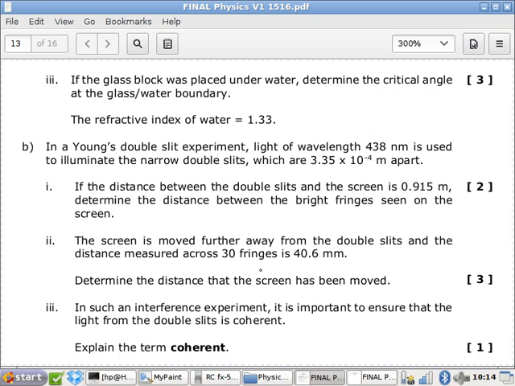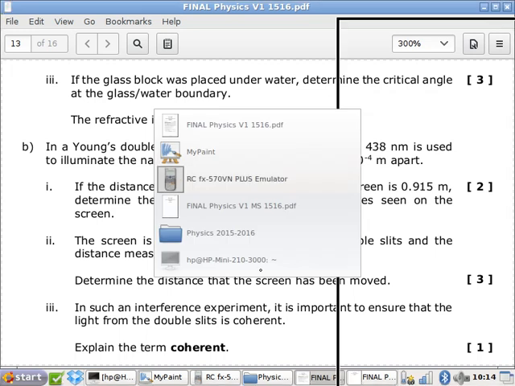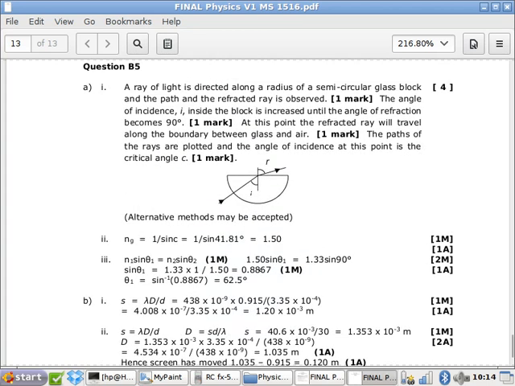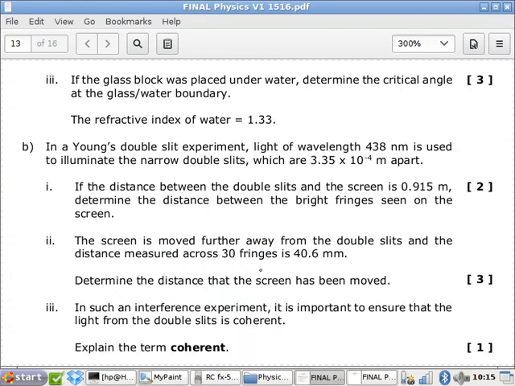Do you know what? Let me check the marking scheme. Oh, it's 30. It is 30? Yeah. I don't think they're trying to be that sneaky. But I don't get it. Fringe is like a bright fringe or dark fringe, right? So one fringe is 2 points. So two fringes, whatever.